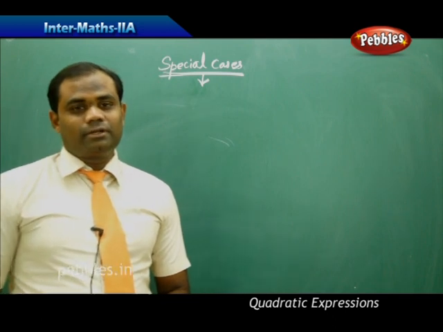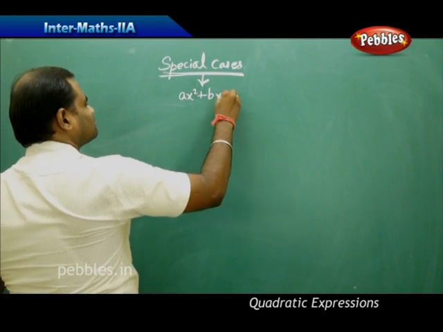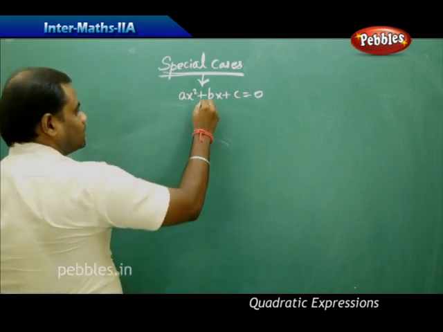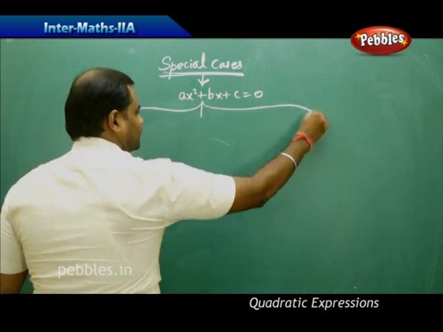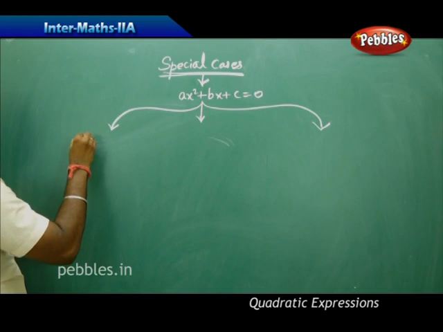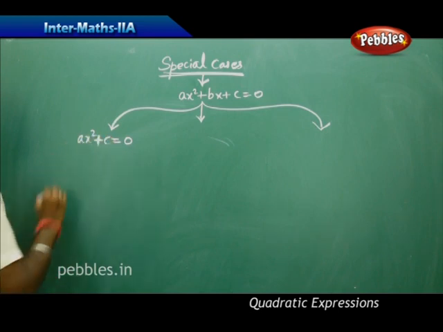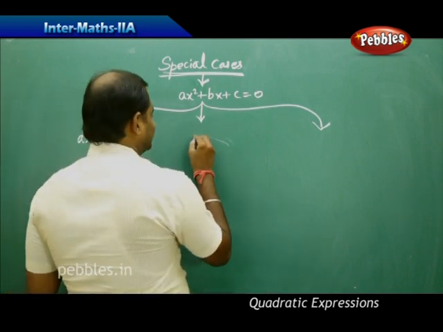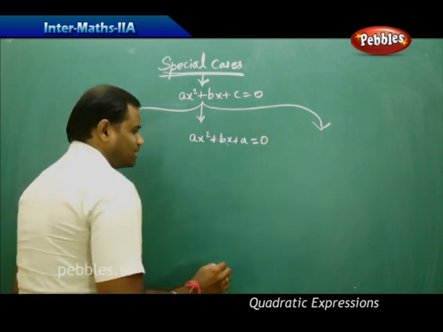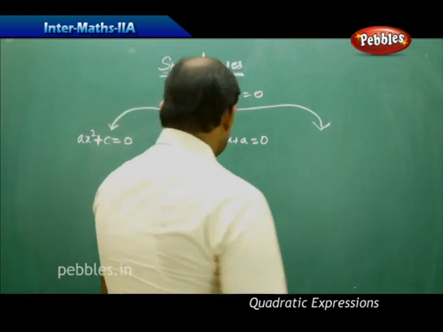So we have seen the general quadratic equation, which is in this form. This is called the general quadratic equation. Now, there are three different cases which I'm going to consider here in the special cases. One is if I reduce the given quadratic equation to this form, that is when b is 0. And secondly, I take the second case where my first and last coefficients are the same.